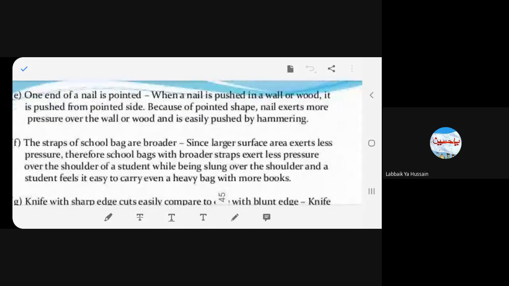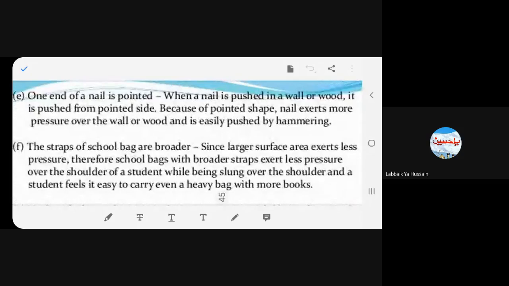Let's see another example. Yes, beta. Please read. Please read. Hello. Can you hear me? Yes, ma'am. Yes, please read.